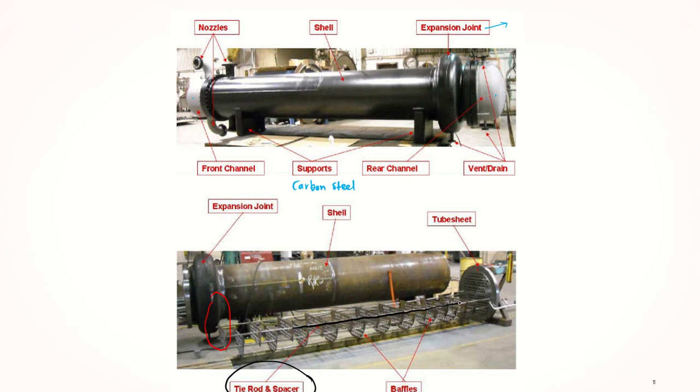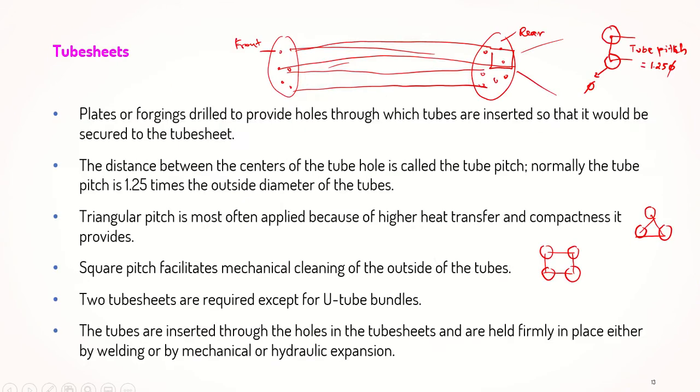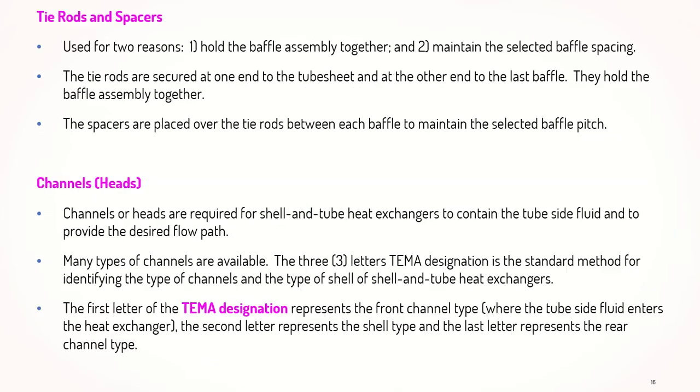So this tie rod actually secures the baffles inside of the shell side, and also it maintains the selected baffle spacing. The tie rods are secured at one end at the tube sheet and the other end to the last baffle. So they hold the baffle assembly together, and the spacers are placed over the tie rod between each baffle to maintain the selected baffle pitch.